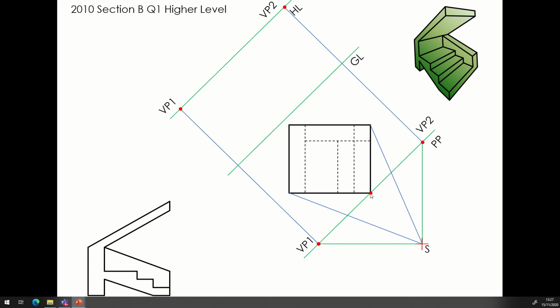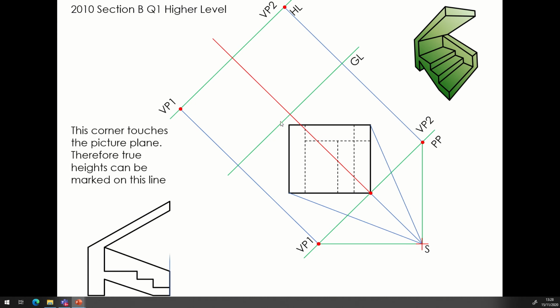We'll begin with just corner A here, and because corner A is on the picture plane, we can use it as our starting point, and as our measuring post as well, to put on the different heights for our different steps. So that's what we say there. Let's just go through that.